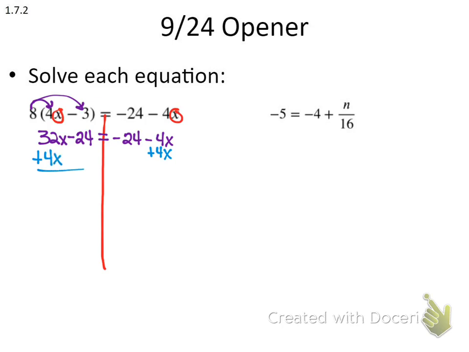I'm going to show that they cancel on my right, and then I'm going to take 32x plus 4x equals 36x minus 24 equals -24. Now, after I distribute, I combine like terms, I get my variables on the same side. Now I'm ready to get the variable by itself by undoing any addition or subtraction. So what can I undo here? Add 24.